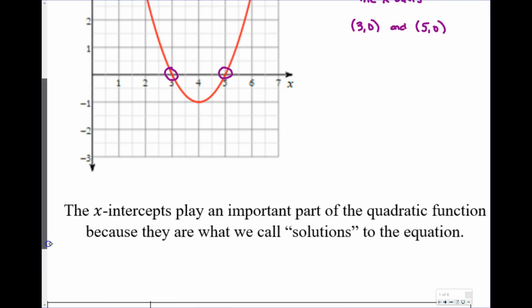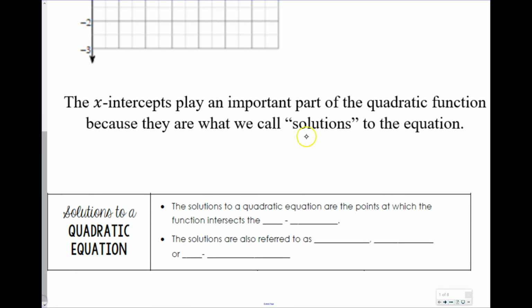In fact, they're so important, we actually call them solutions to the equation. That's how important they are. So the solutions to a quadratic equation are the points at which the function intersects the x-axis, and they have three different names. The first name is obviously x-intercept. They're also called the solutions, which we just mentioned. And the last one, oh wait, I put this in the wrong place.